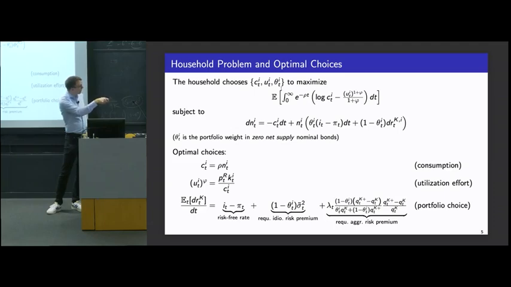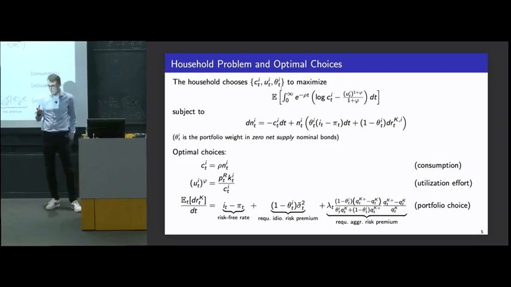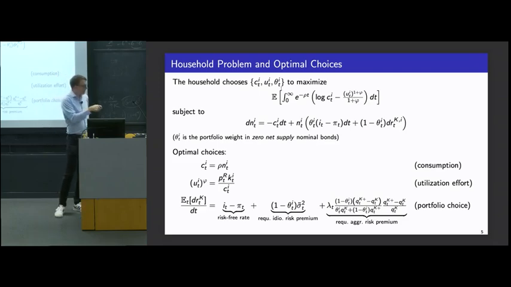So your portfolio consists of nominal bonds. They pay you a safe rate of i minus pi, where i is the nominal interest rate and pi is the inflation rate. And then there's a return on capital that I will not tell you exactly what's inside for now. But it's a standard thing, dividend yield plus capital gains. And you're going to choose consumption. You're going to choose how much you utilize your capital. Actually, this U would feed into this return here. And you're choosing your portfolio. Optimal choices are fairly simple. With log utility, you consume a constant fraction of net worth, as we have seen yesterday all the time.